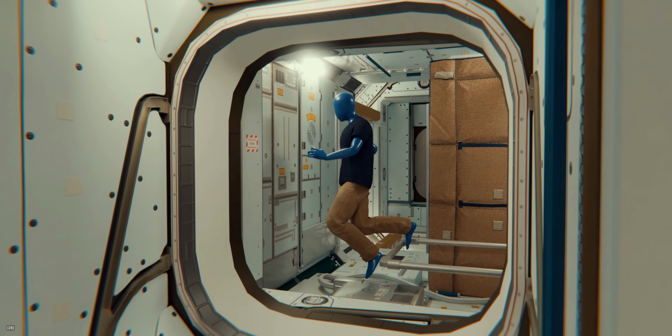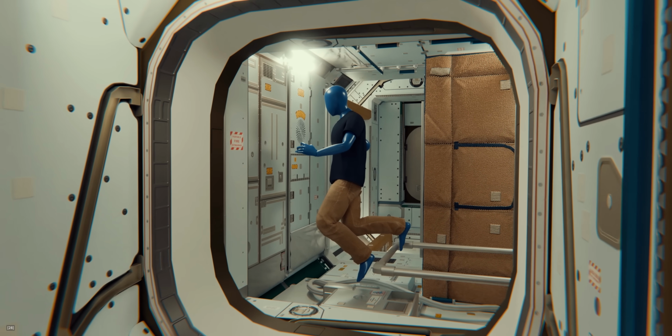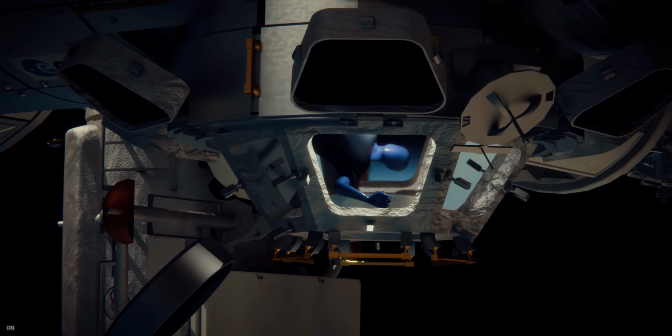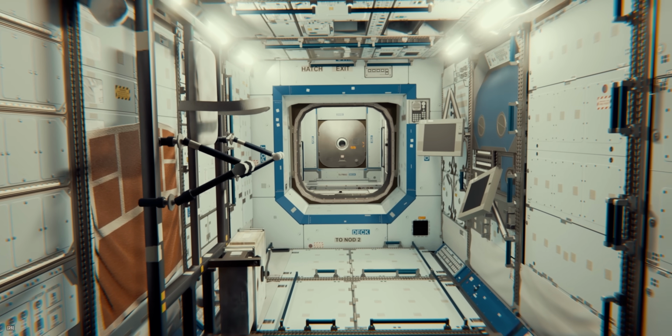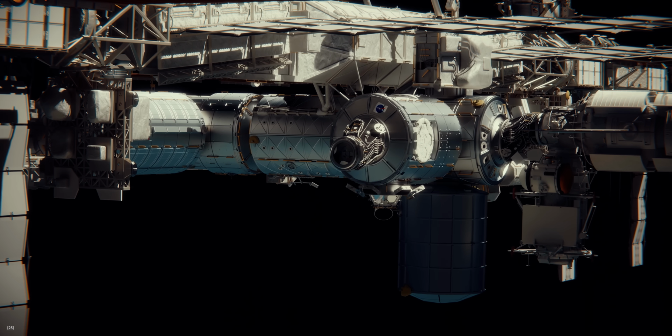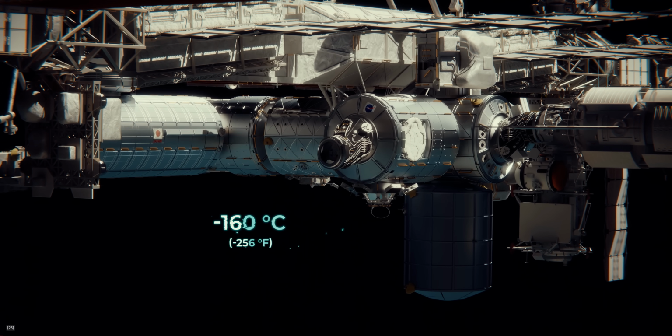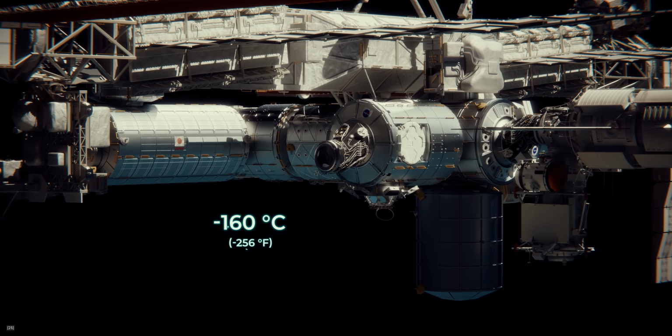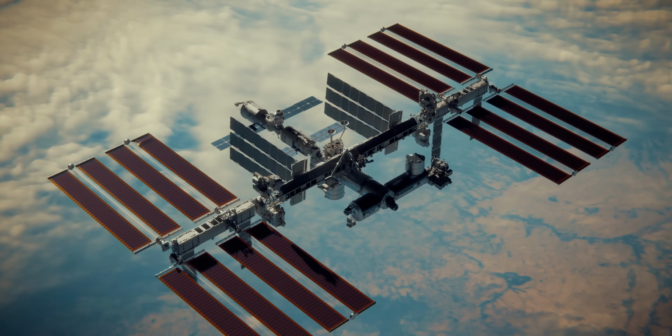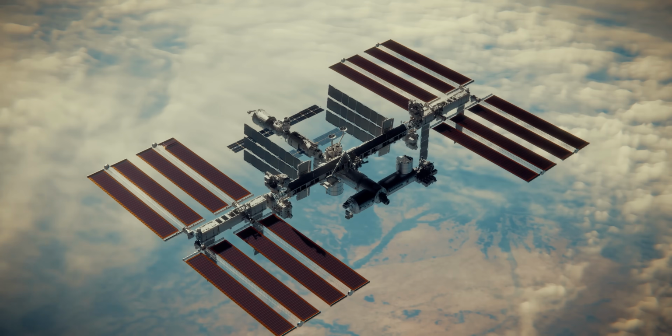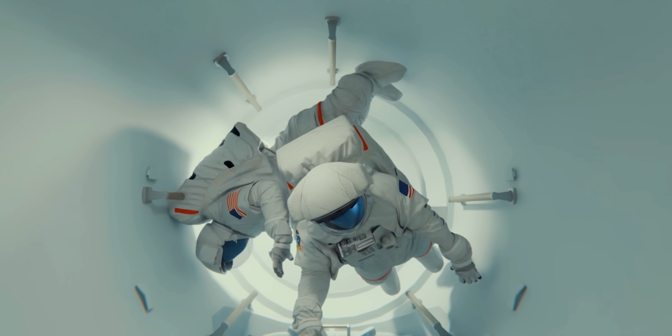The TCS keeps inside temperatures at a manageable maximum of 24 degrees Celsius. And they never go below 18, even when the ISS swings into Earth's shadow, where temperatures drop to a crushing minus 160 degrees. On the ISS, survival depends on remote control, from managing CO2 to circulating air.